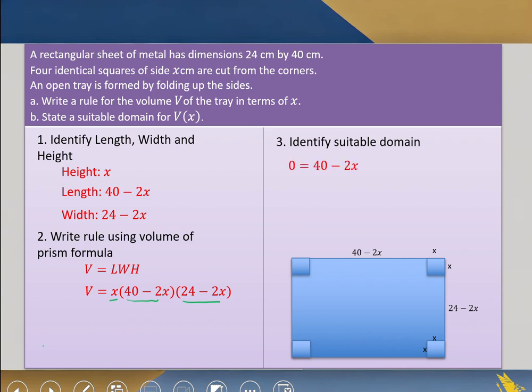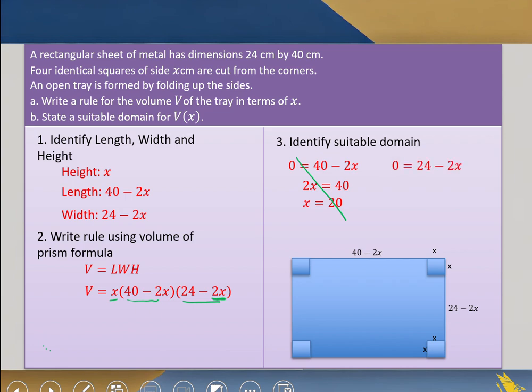So I'll look at the first one. I've got 0 equals 40 minus 2x. I get 40 to the other side, and I cancel out the negatives, so I get 2x equals 40. Here, I've got x equals 20. Now, straight away, if I put x equals 20 into this one right here, what you're going to notice, 2 times 20 is 40, 24 take away 40 is a negative. So my volume will be negative. So I can't use this one.